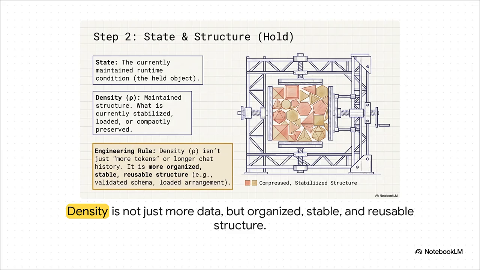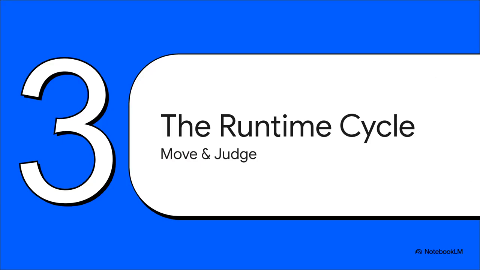So after seeing something, the system has to hold it. The system's state is just what it's currently holding in its memory. But the real goal here is to create density. Now, density isn't about having more tokens or a longer chat history. It's about building organized, reusable structures. Think of a validated JSON schema or a tightly compressed bundle of evidence. It's quality over quantity.